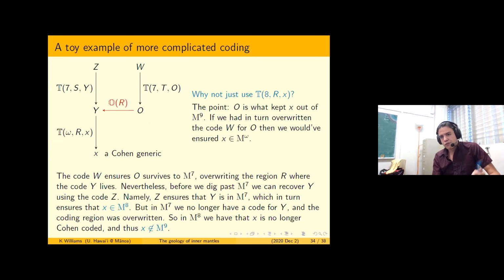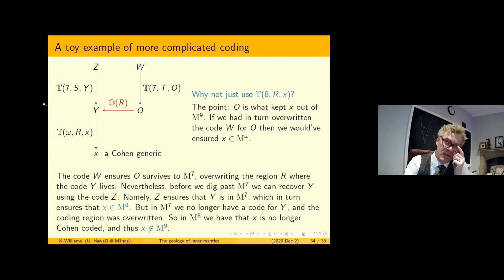And so if we have a way to turn on or off these O's, to control whether we overwrite or don't overwrite, that gives us the control for whether or not we're getting all the way to the omega inner mantle. So you could imagine if we had in turn overwritten this, then we would have gotten X into the omega inner mantle. And we could have overwritten the overwrite and so on. And so this is kind of the idea for how to code things into the omega inner mantle that we want: we want to selectively do overwrites and non-overwrites.